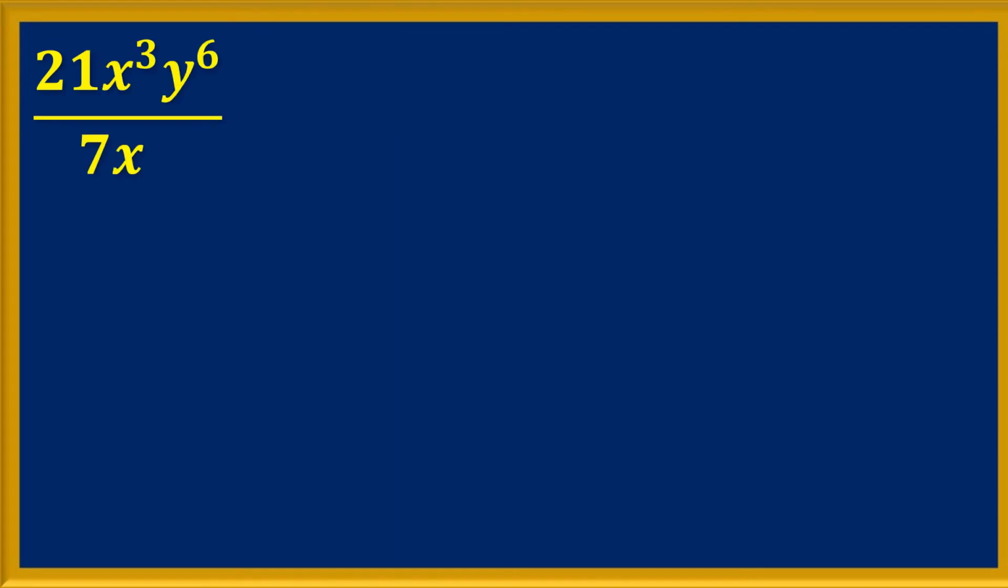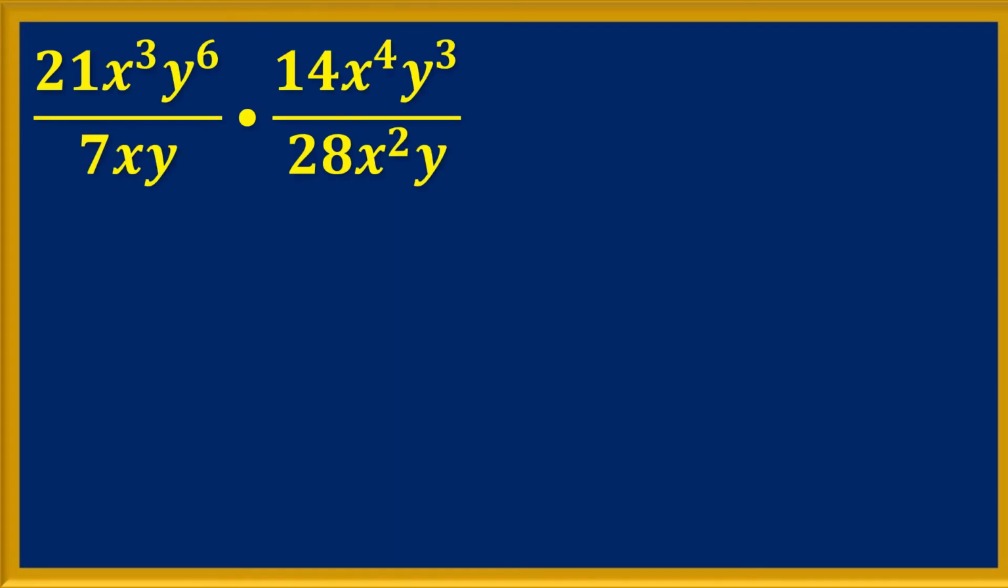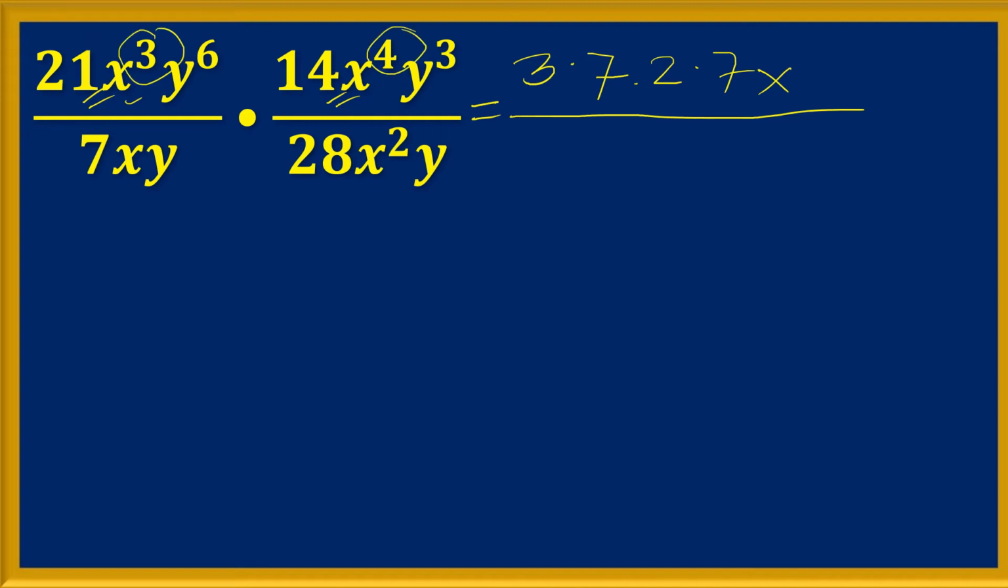Let's have another example, 21x cubed y to the 6 over 7xy times 14x to the 4th y cubed over 28x squared y. Okay, so kunin natin muna yung mga factors ng ating leading coefficient. Okay, factor of leading coefficient of 21 is 3 times 7. Then 14 is 2 times 7. Then base natin is x. So, add natin yung exponent ni x. 3 plus 4 is equals to 7. Then base natin of y. Add natin exponent. 6 plus 3 ay 9.